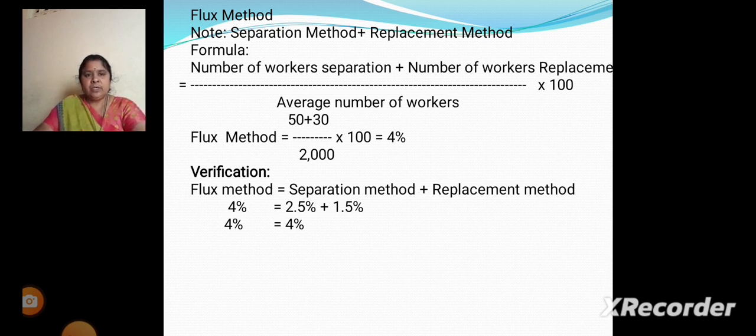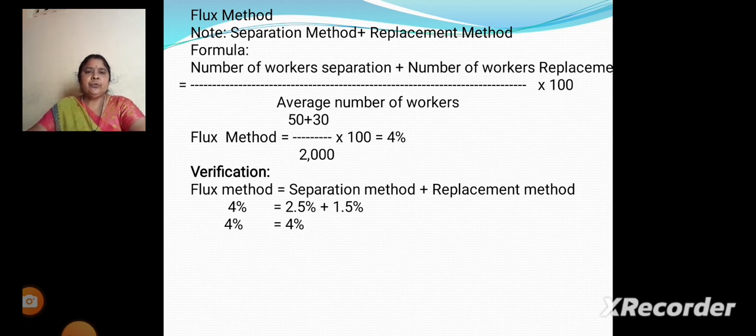Formula for the flex method: number of workers separated in the period plus number of workers replaced in the period, divided by average number of workers. That is 50 workers plus 30 workers divided by 2000 workers into 100, equal to 4 percent.